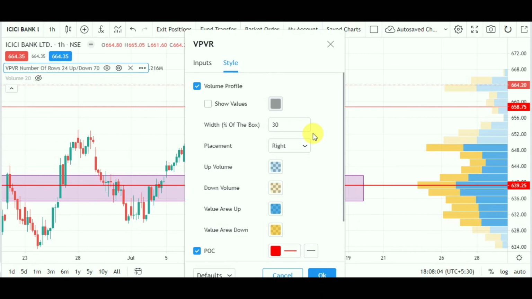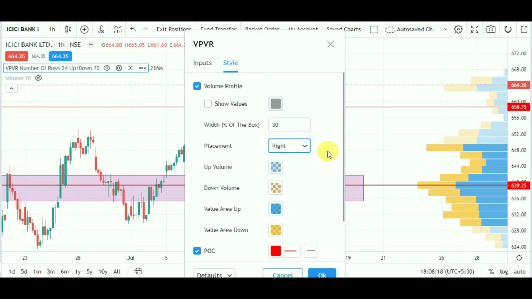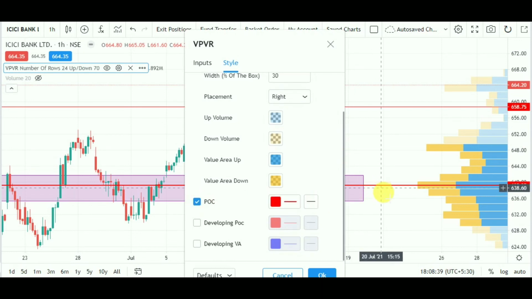Next, placement. This is an option for placement of the volume bars. The default option is right, meaning the bars would appear to the right of the chart. Next, up volume, down volume, value area up, value area down. Each of these options is for changing the color of the volume bars. Next, point of control. Selecting this option would allow you to see the point of control line. By default, this option is selected.